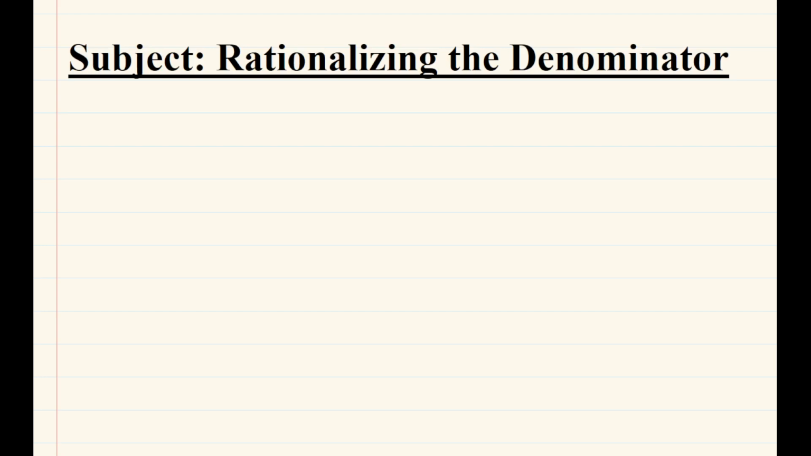Hey everyone, in this video we're going to learn how to rationalize the denominator. Let me write down a quick example. Let's say we had 3 over the square root, or radical, 3.